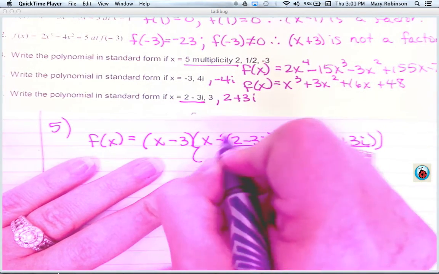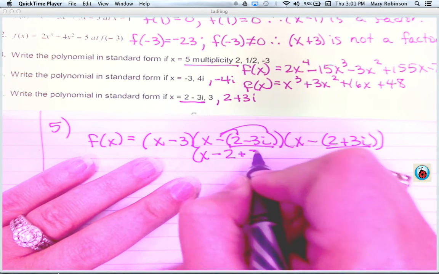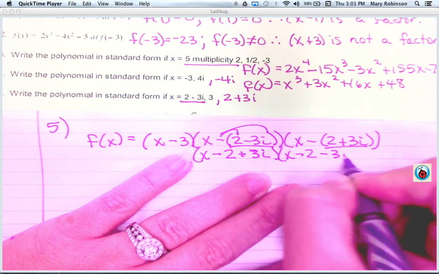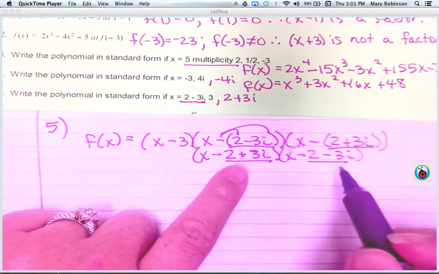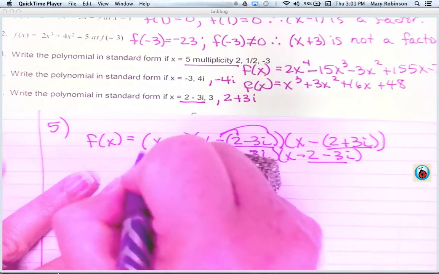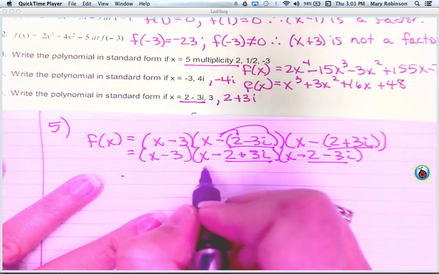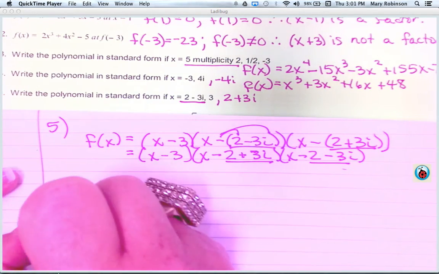What should happen is when we distribute this negative, we'll end up with x minus 2 plus 3i and x minus 2 minus 3i. So if you look here, it's x minus, but they kind of end up switching, and those are your conjugates, right? So next what I would do is go multiply these 3 terms by using the box method.